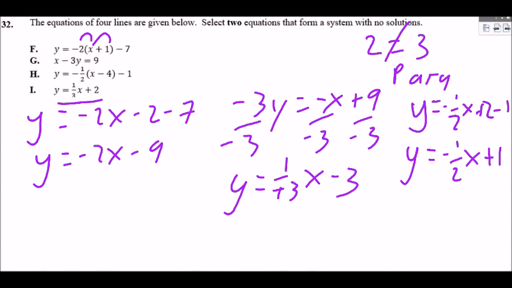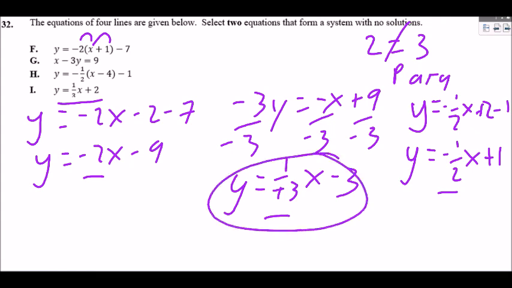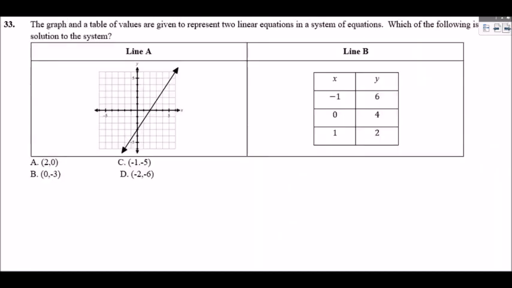So I'm looking for something that won't equal each other because they have the exact same slope. So I have 1/3, negative 2, 1/3, and negative 1/2. So these two are the ones that are equal. So G and I.